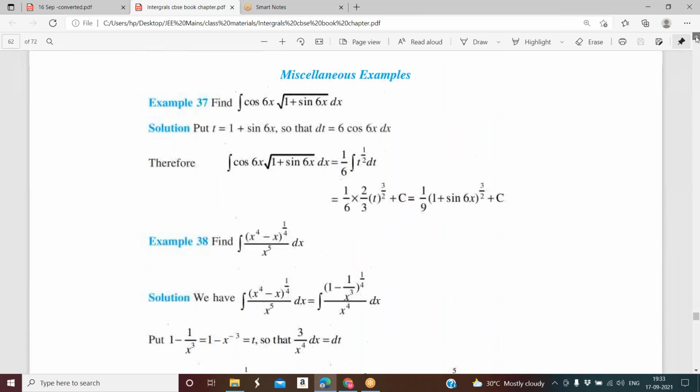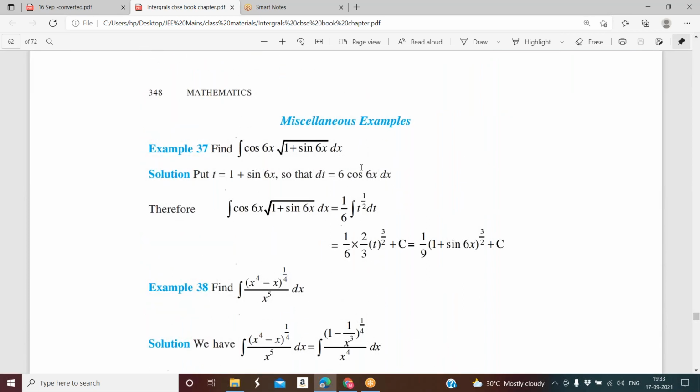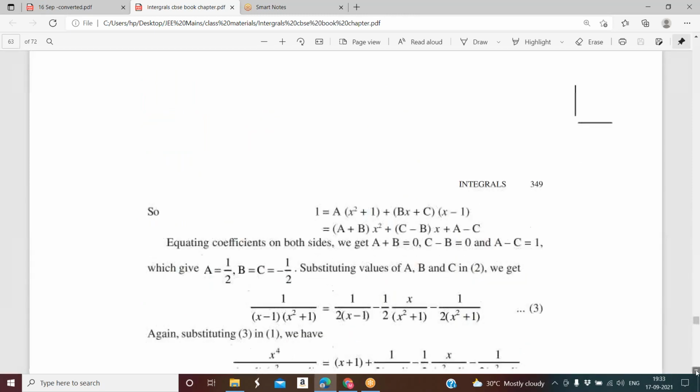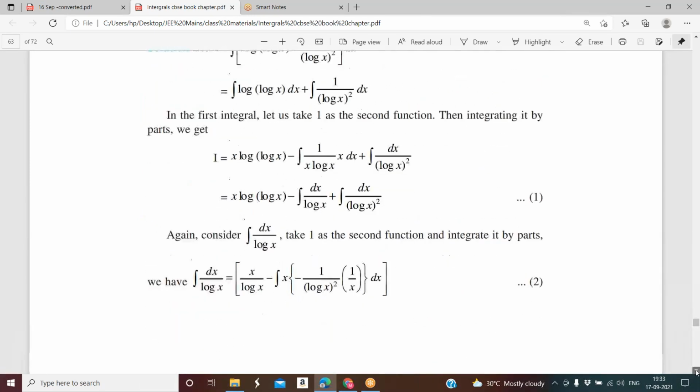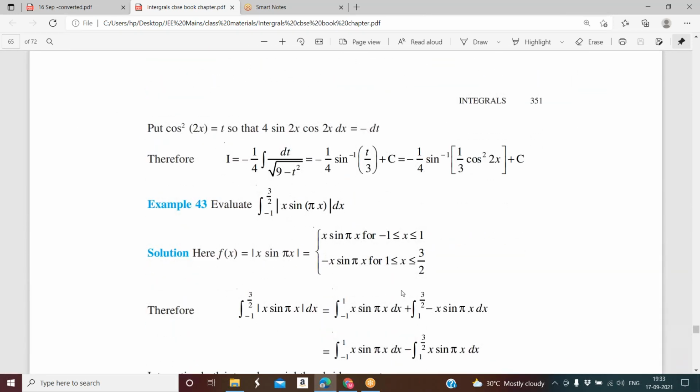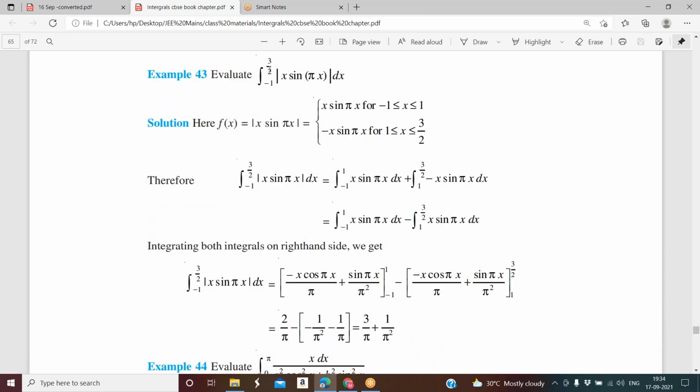In this section, miscellaneous examples, some different types of problems are solved. Since we are discussing definite integrals, we see problems based on definite integrals. This is a definite integral since we have limits here: evaluate integral -1 to 3/2 of absolute value of x times sine pi x dx.